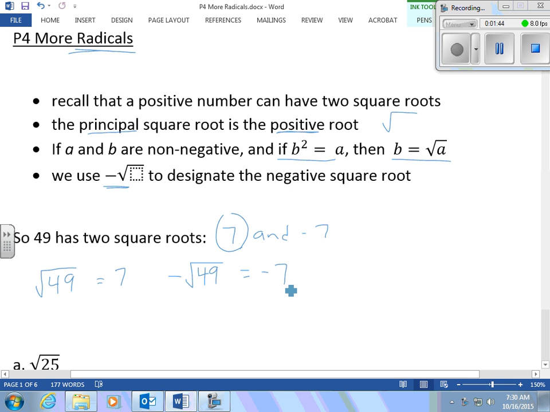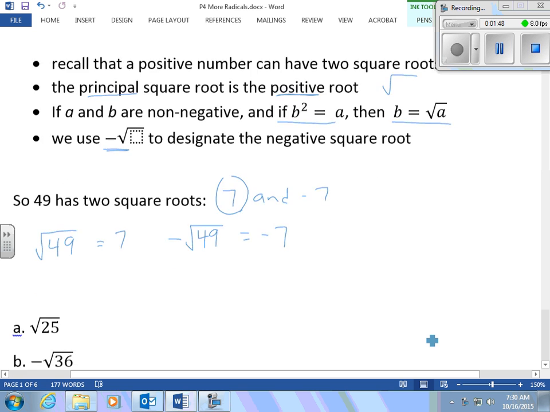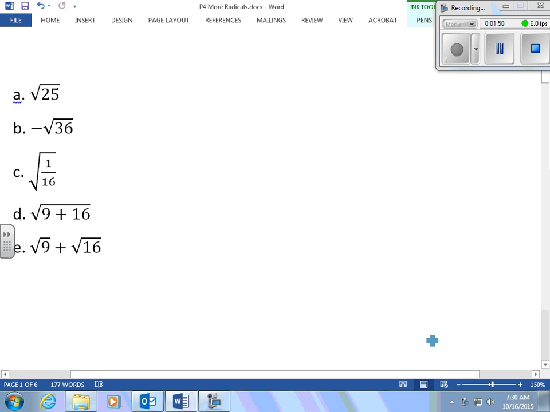So let's look at a couple of examples here. And again, it's very helpful when you see these examples to press pause, try them, and then check your answers. So the square root of 25 is 5 because we're only considering the positive root. Here, because of the negative, we're considering the negative root, so it's -6.